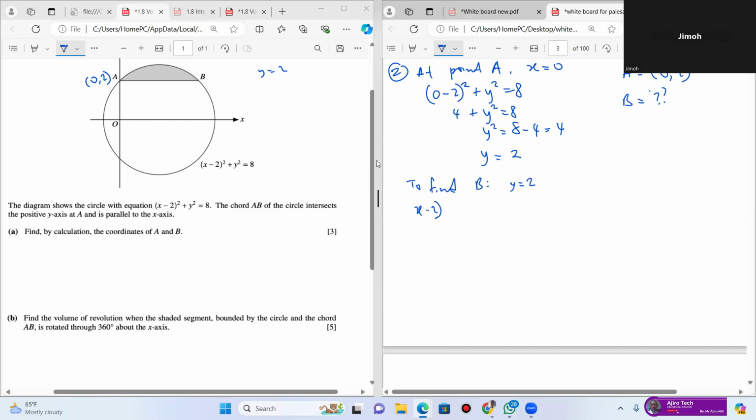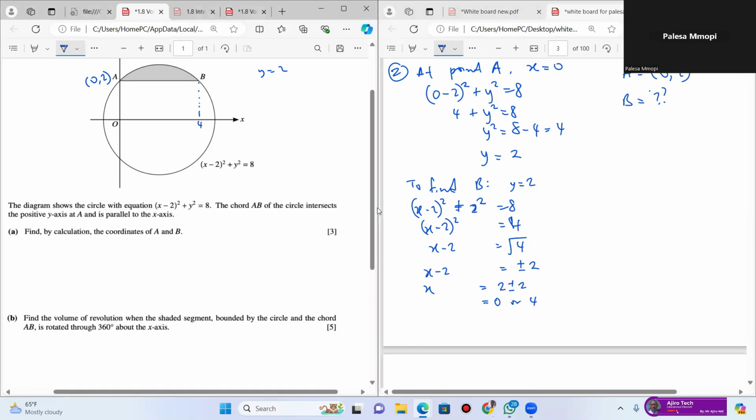So x minus 2 squared plus 2 squared is 8. x minus 2 squared is 8 minus 4, which is 4, isn't it? x minus 2 is the square root of 4, so x minus 2 must be plus or minus 2. So x is 2 plus or minus 2, that means 0 or 4, isn't it? So this point here must be 4. Remember getting a 4? B is 4, comma 2.